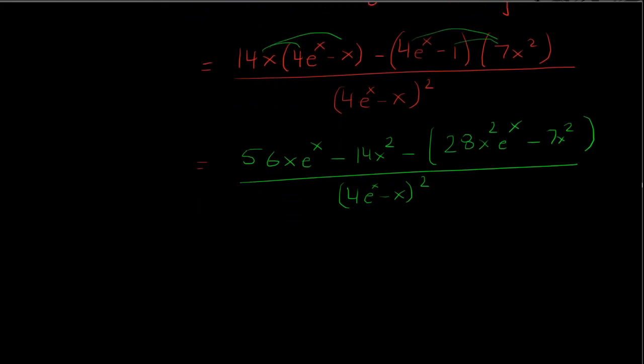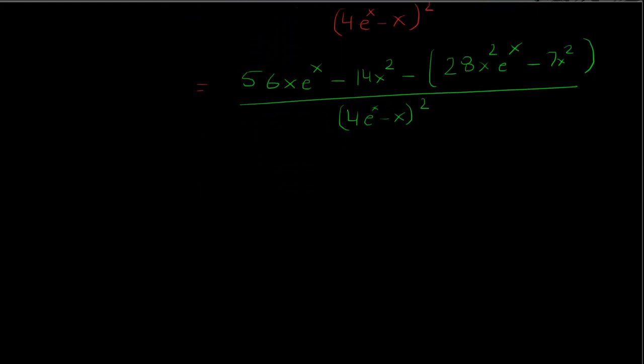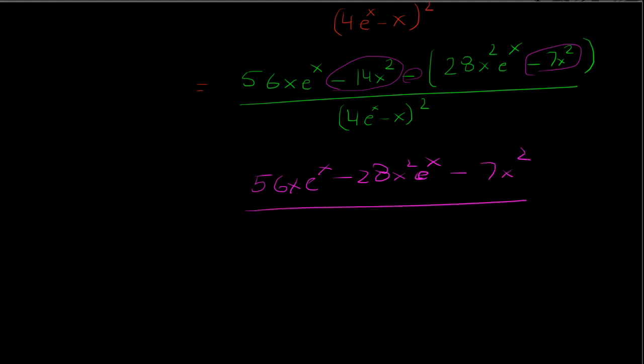Now we can simplify this further, paying attention to negative 14x squared minus negative 7x squared. So that would be, well, let's keep 56x times e to the x, and we'll leave 28x squared e to the x. And so we'll have minus 7x squared all over 4 times e to the x minus x quantity squared.